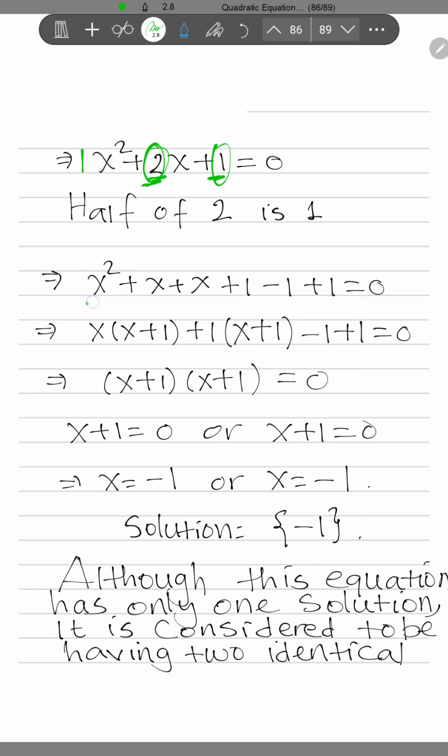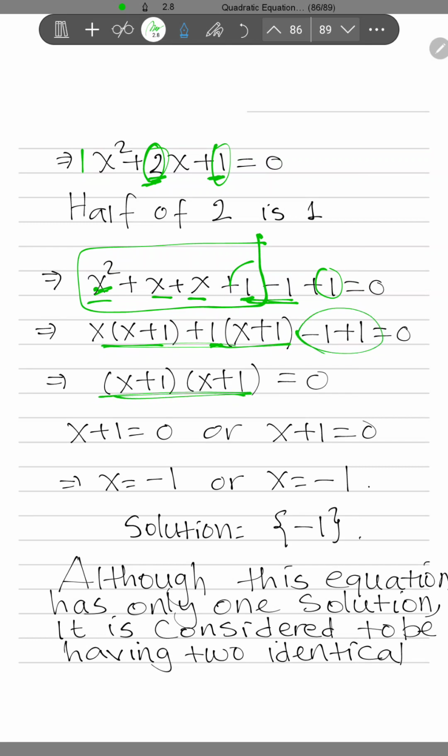So x squared plus 2x plus 1, we could add and subtract, but it doesn't matter because we already have 1 here. Let's now use this part to complete the square, which is x times x plus 1 times x plus 1, which is x plus 1 times x plus 1. This one, minus 1 plus 1, is just 0. So we have x plus 1 is equal to 0, which is x is equal to minus 1. We have only one solution.